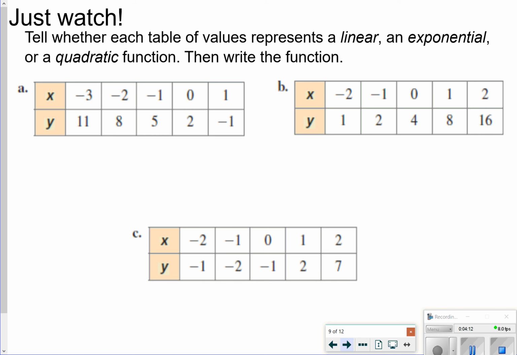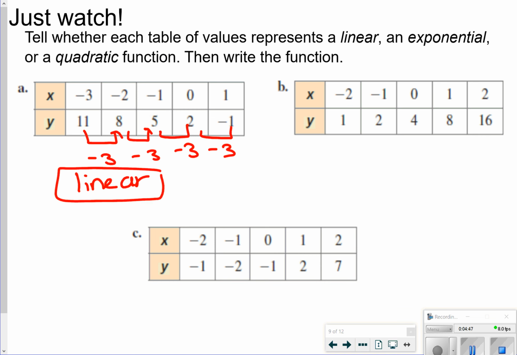Alright, so what we're going to do is just look at a few tables and determine if they are linear, exponential, or quadratic. Okay, so the first one, we notice that our x values are constant: negative 3, negative 2, negative 1, 0, 1. Great. Now we just need to figure out how y is changing. I can see that 11 changes to 8 by minus 3, 8 changes to 5 by minus 3, 5 to 2 is minus 3, and then 2 to negative 1 is minus 3. Because these have a constant difference, this is going to be called a linear function.